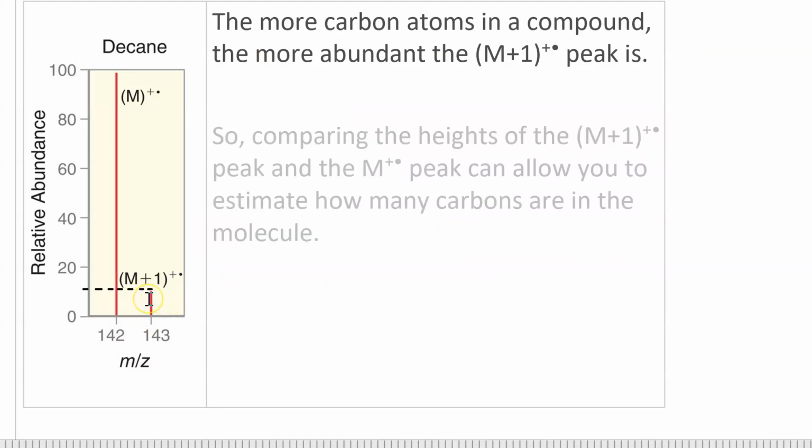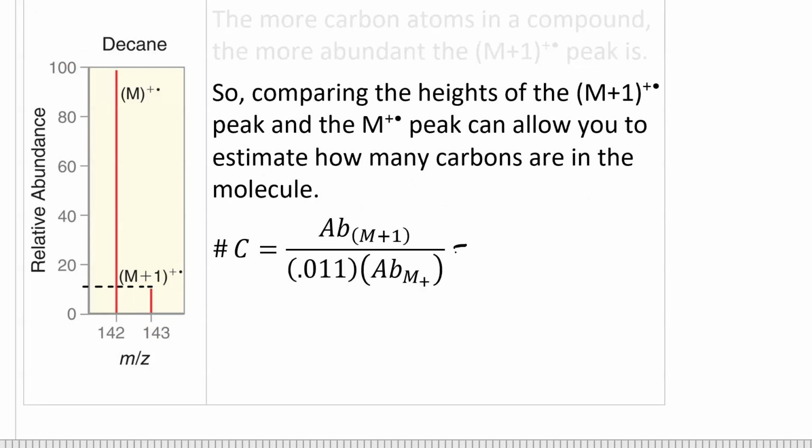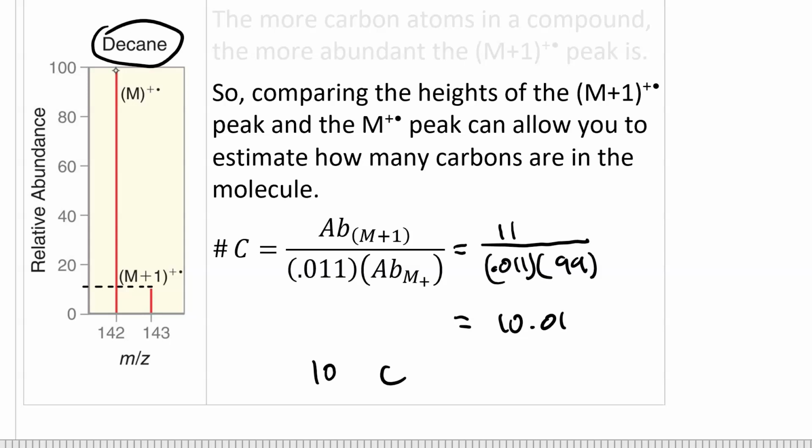Sometimes you'll see an M+1 peak that's even bigger. The more carbon atoms are in a sample, the more chances there are to have carbon 13, so the larger our M+1 peak will be. So, the height of our M+1 peak is about 11. Divide that by 0.011 times the abundance of the M+ peak, which looks like it's about 99. And we get 10.18, or 10.01, right? Which means we have 10 carbons here, which makes sense because this is decane.